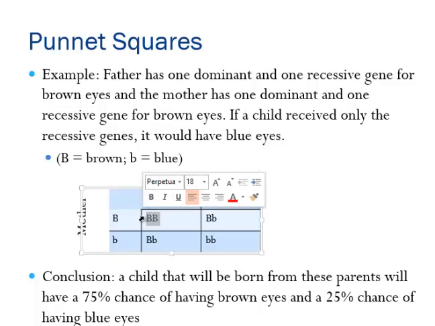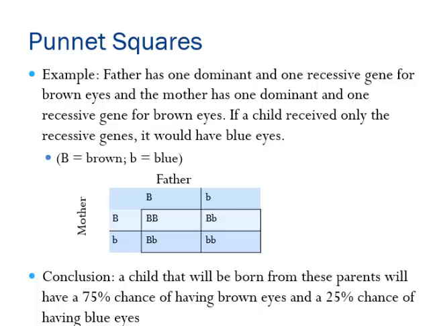This box is a combination between this and this, which is 2 big B's. This box is 1 big B and 1 little b. This box is also 1 big B, 1 little b. And this box is 2 little b's. So we see there's 1 homozygous brown, 1 homozygous blue, and 2 mixtures, 2 heterozygous genes. The 2 heterozygous genes are both going to end up with brown eyes because brown is dominant.